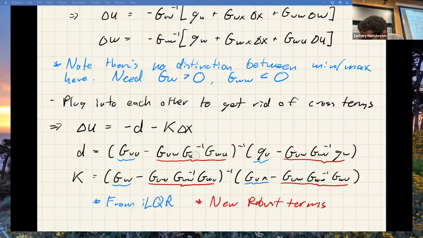This is horrible, sorry. So these cost Hessians that get inverted, those G_WW inverses: if G_WW, the Hessian of the cost with respect to the disturbances, is really, really big, then those G_WW inverses are going to go to 0 and those terms are going to drop out.